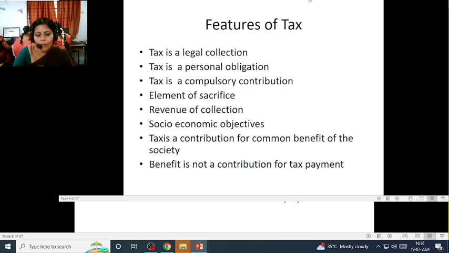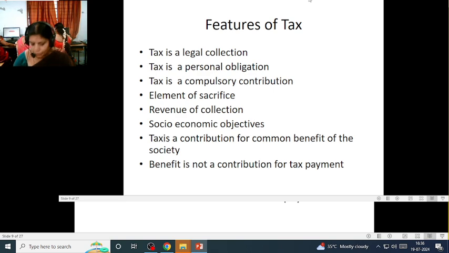While seeing the features of tax, tax is a legal collection and a personal obligation. Personal obligation means every citizen of India is obliged to pay tax, and it is a compulsory contribution. It is considered an element of sacrifice and the best source of revenue collection for the government. In terms of socio-economic objectives, tax is a contribution for the common benefit of society.